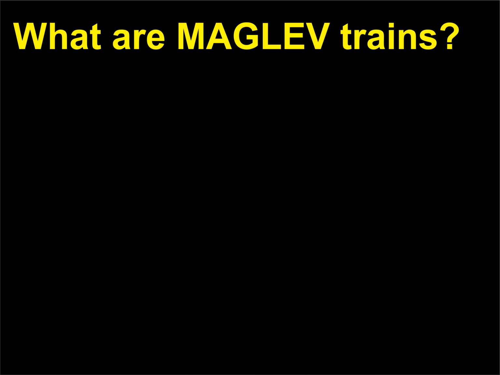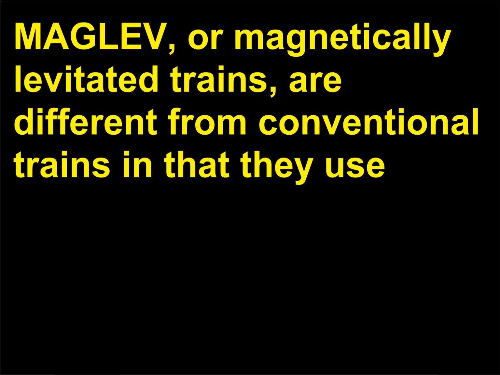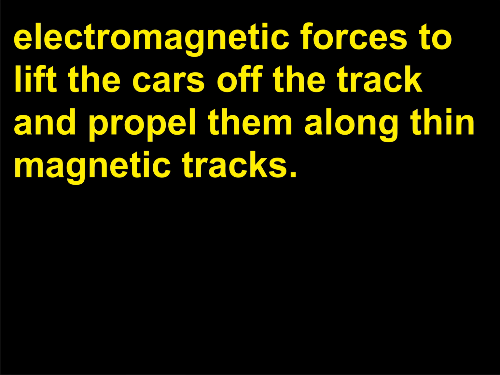What are maglev trains? Maglev, or magnetically levitated trains, are different from conventional trains in that they use electromagnetic forces to lift the cars off the track and propel them along thin magnetic tracks.